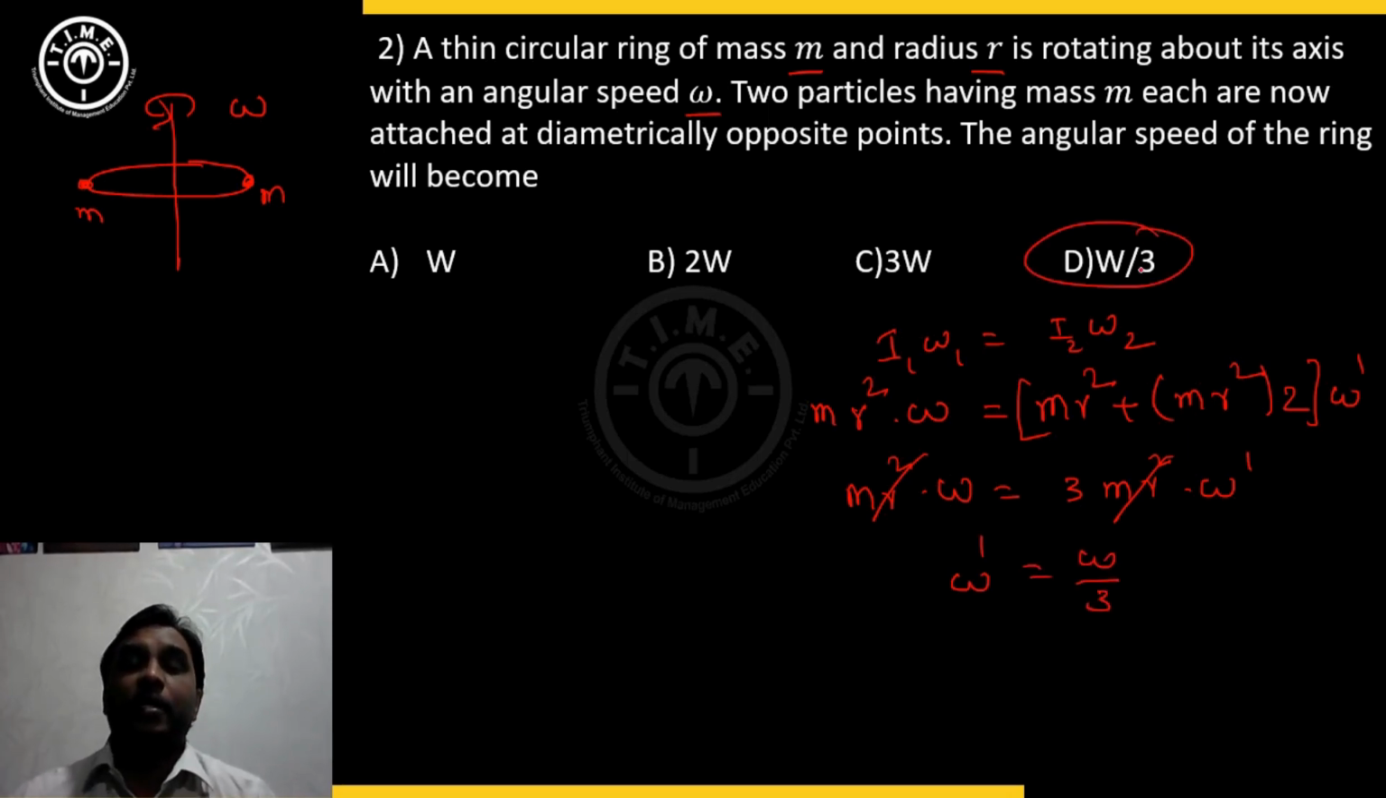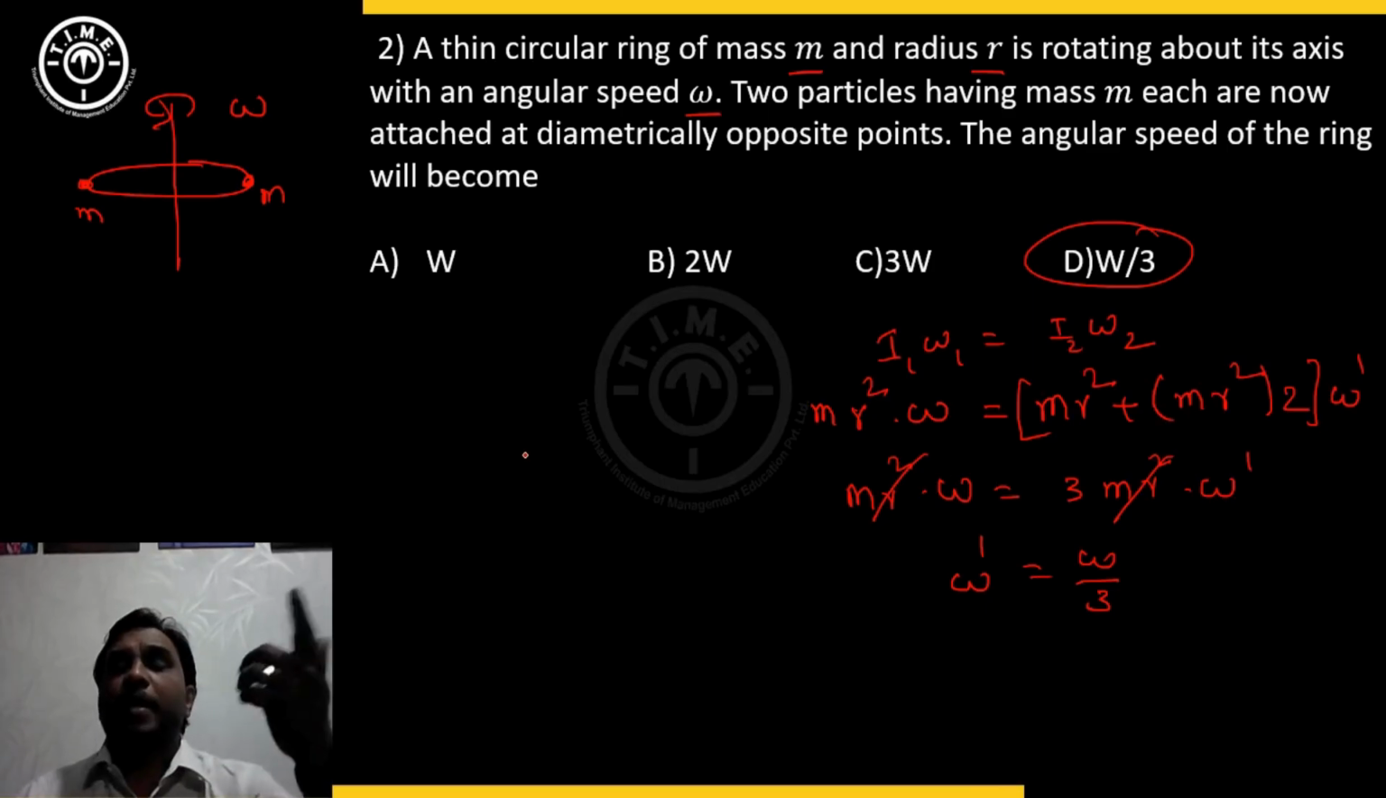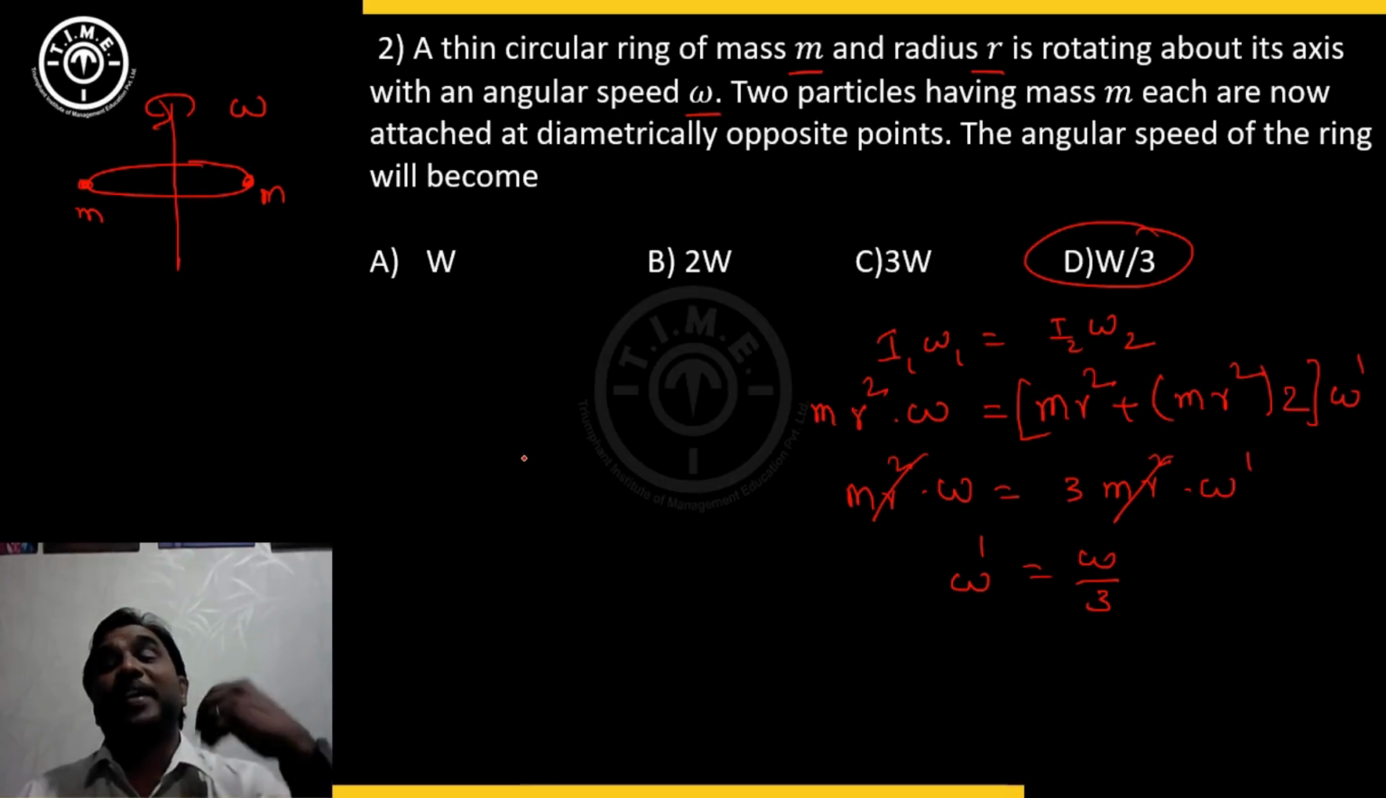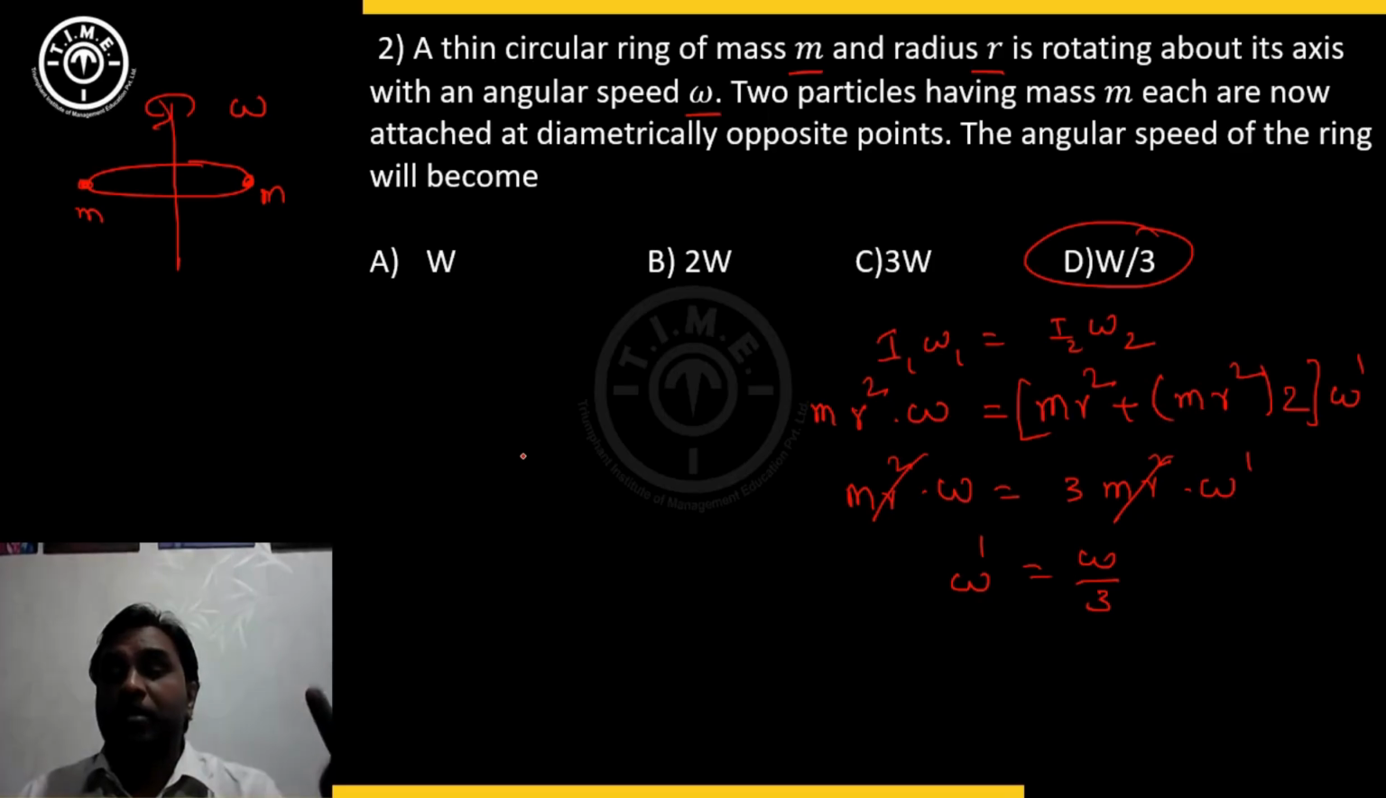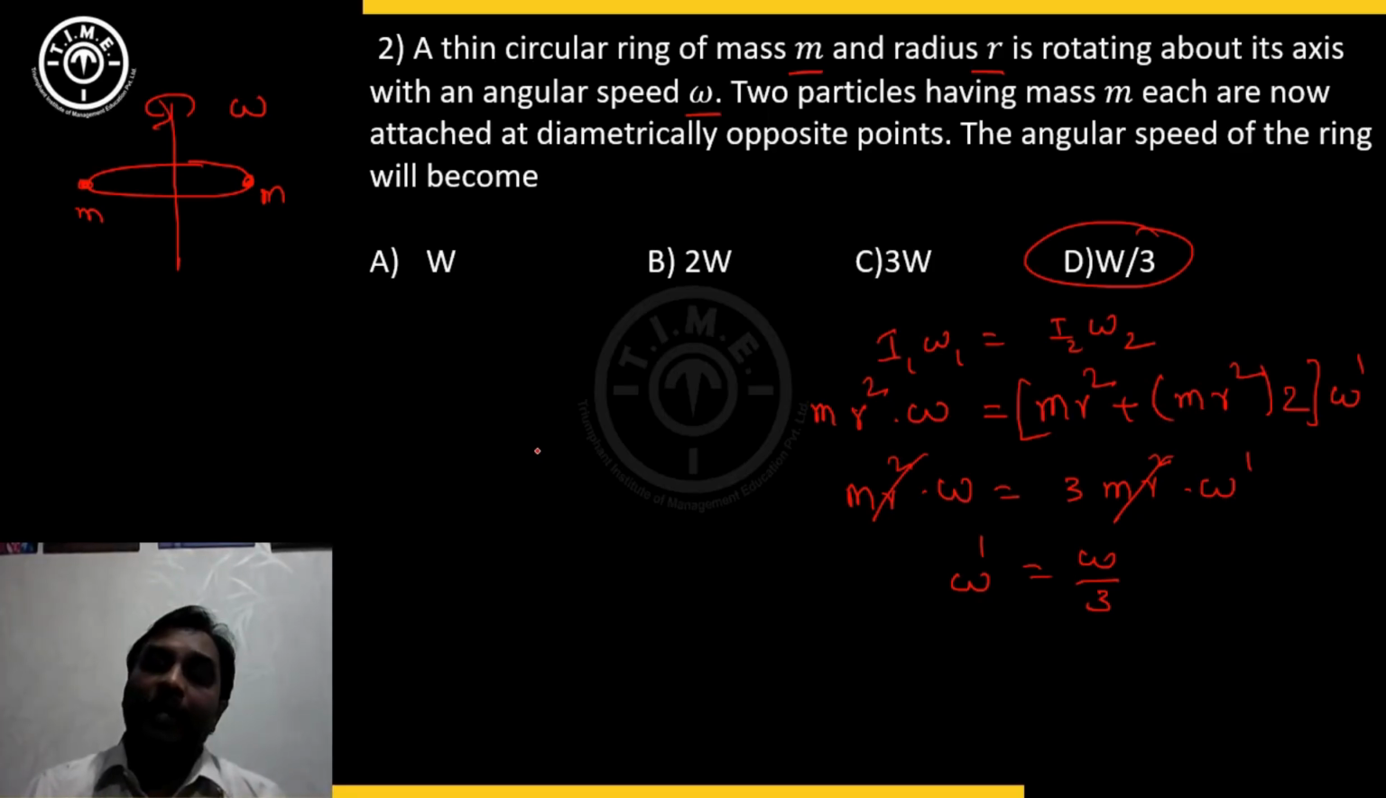Even in this case the angular velocity reduced. Same reason. Why did the angular velocity reduce? The only reason is that the moment of inertia increased, because in the second case you attached some masses. Once masses are attached to the system, the moment of inertia is increased, and the corresponding angular velocity will be decreased. Going to the next question now.